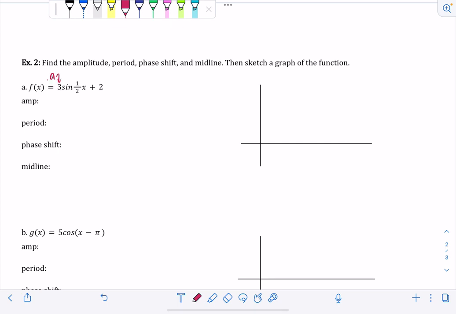So in this case, our amplitude is 3. I'm just going to go through and label each different variable. B is always the number that's in between sine and x, or sine and theta in some cases. H, if there was an h, would be a number added or subtracted from x, but there would need to be parentheses. So if you look down here at example B, it has x minus pi in parentheses. That would be h. Since the 2 is not inside parentheses, that's k.